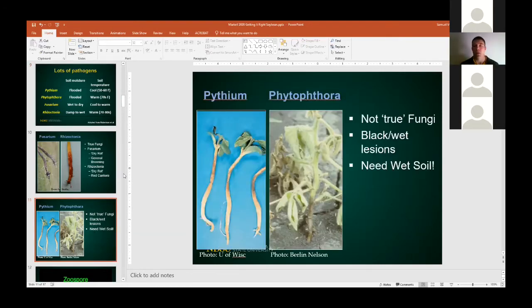groups. So Pythium and Phytophthora are really not true fungi. They're actually more related to algae. And they look a little different. They look a little bit like slimy roots or maybe a little bit of a blackened lower stem. But the important part here is that they need wet soil. And they need wet soil because they have swimming spores.